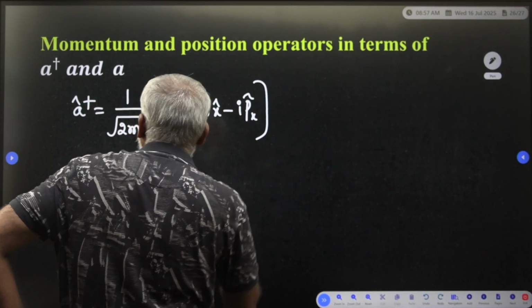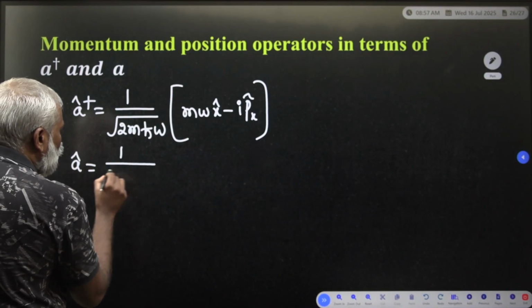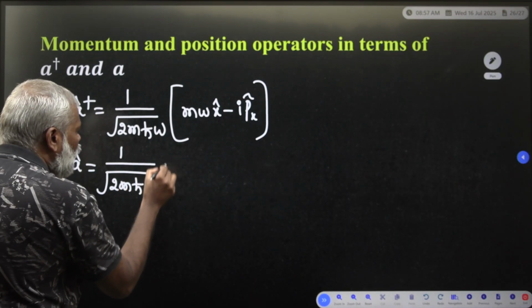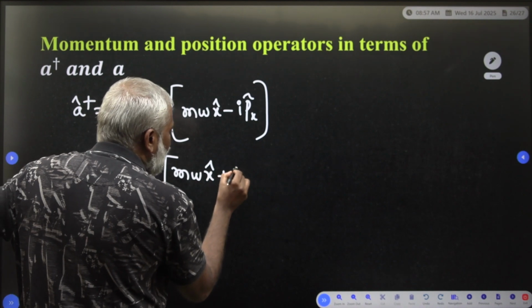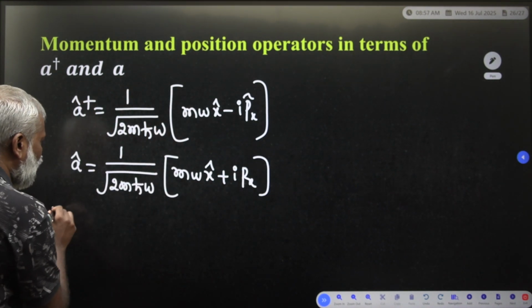This is the position operator. Here, a is equal to 1 by square root of 2m h cut omega into (m omega x cap plus ip x cap). This is the lowering operator.